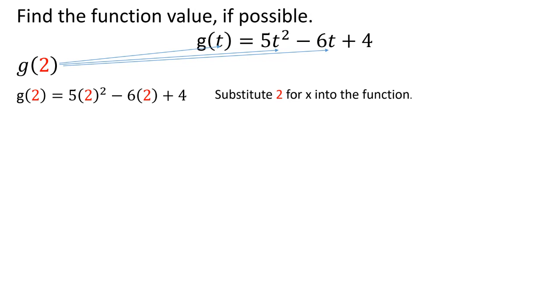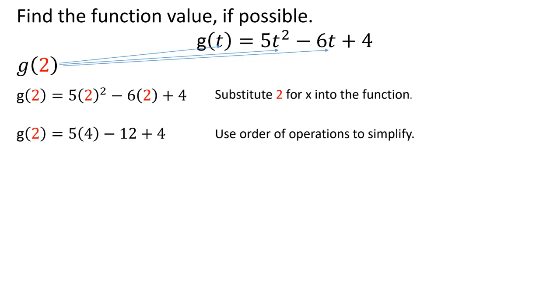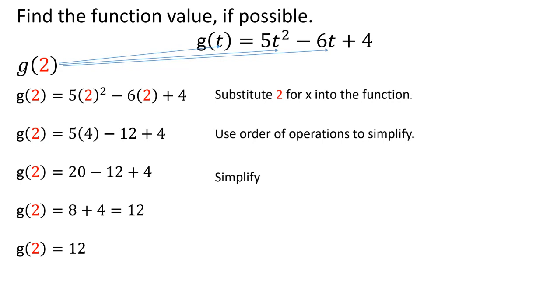So we have 5 times 2 squared minus 6 times 2 plus 4. Let's go ahead and simplify. So 2 squared is 4. Negative 6 times 2 is a negative 12. So let's go ahead and simplify further. 5 times 4 is 20 minus 12 plus 4. And it's just simplifying, adding our like terms. So we have g of 2 is equal to 12. So when my input was 2, my x value 2, my y value or my output is 12.